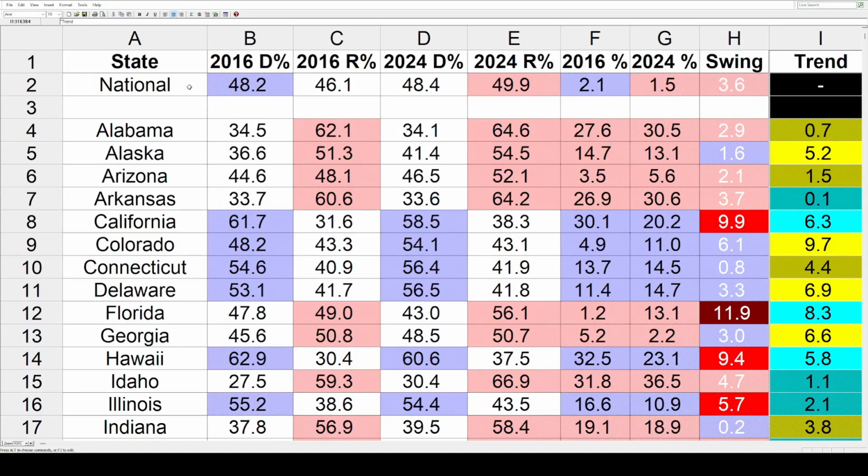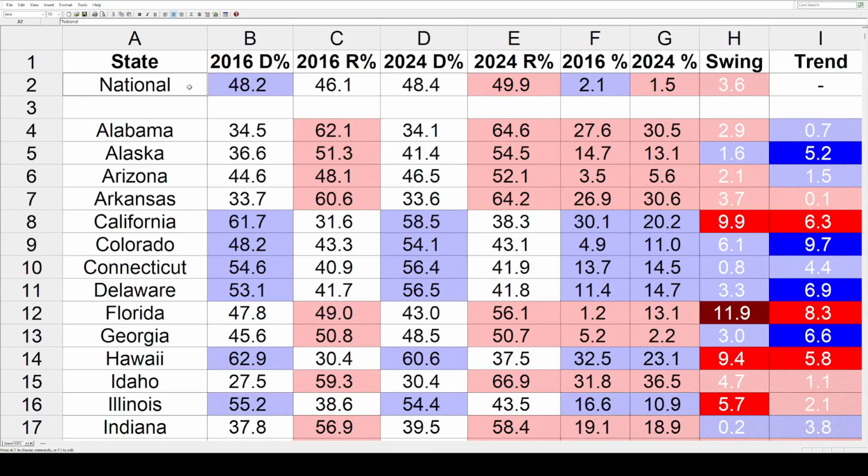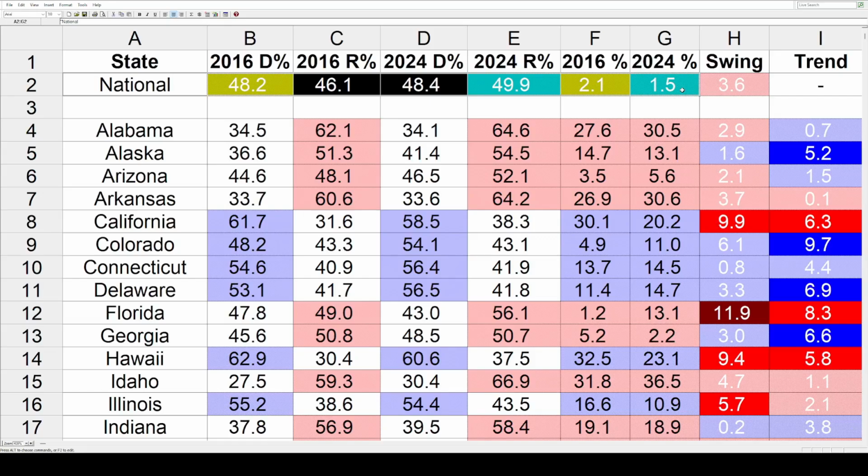So let's first get our baseline, and for that we've got to look at the national movement. So in 2016, Hillary Clinton got 48.2% of the popular vote. Trump got 46.1. And as we just saw in 2024, Harris got 48.4 while Trump pulled in 49.9. So the margin in 2016 was Hillary Clinton won it by 2.1. The margin in 2024 was Trump won it by 1.5. So that's an overall swing of 3.6 between the two elections. That's going to be 2.1% away from the Dems to get back to even, and then 1.5 toward Trump. That combines to 3.6. That's the national popular vote shift. We're going to compare all the other states to that number to get the trend.